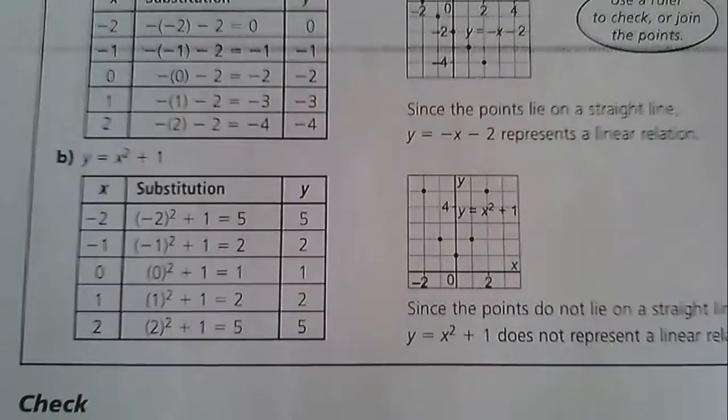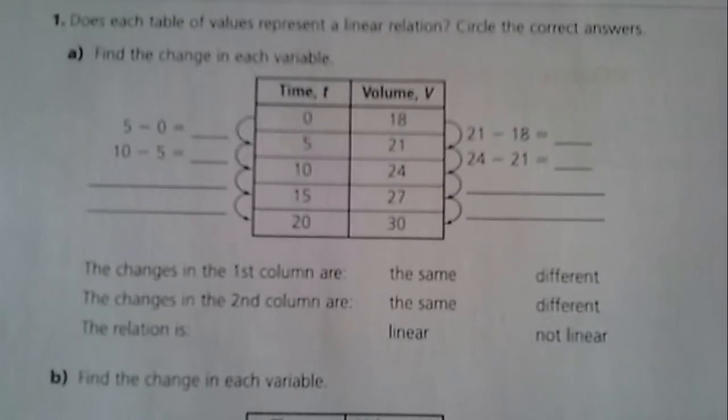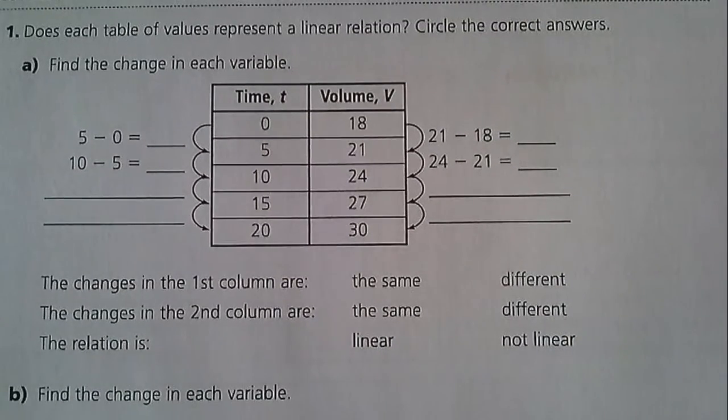So let's take a look at the next page. There are some check questions here. I would like you to try these ones on your own since we did ones that were very similar. Remember, if the changes in the x column and the y column are the same, then it's linear. If one of them is different, it is not linear.